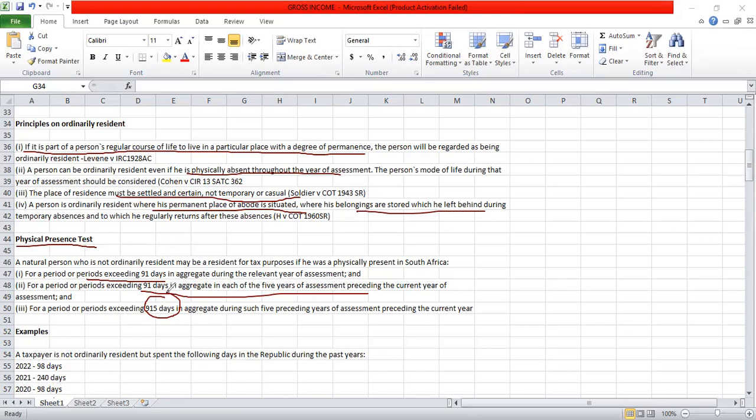But for you to be deemed, that means all these three have to be met. So if you meet one, and let's say you have got 91 days during the current year, but maybe over the past 5 years, there was 1 year that you were here for less than 91, then you are not a resident. Right. So now I want to look at some of the examples so that we can be able to see how we apply the physical presence test.